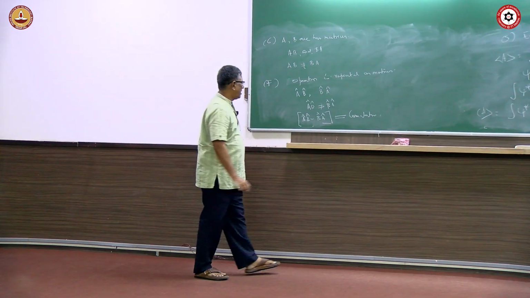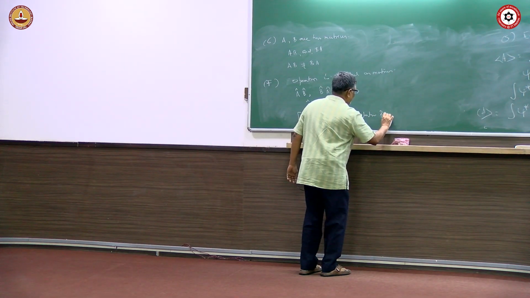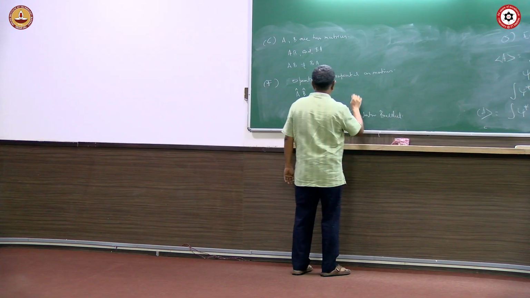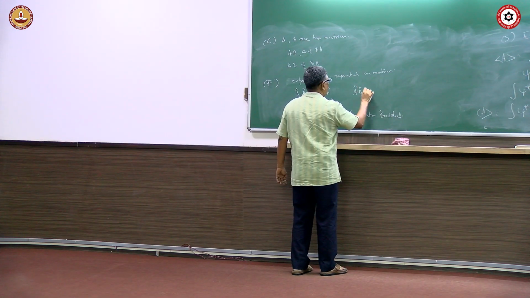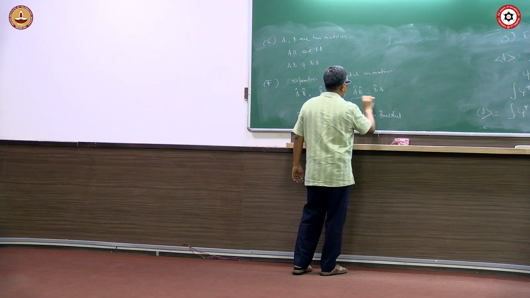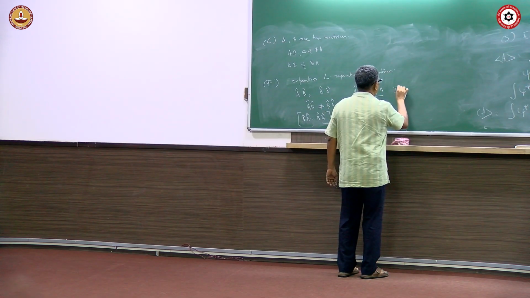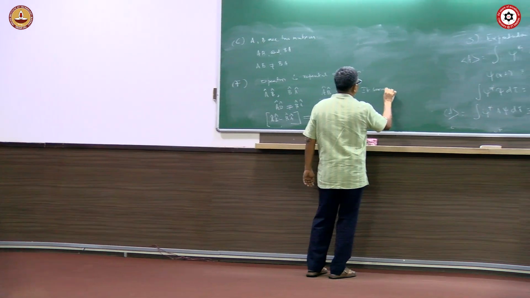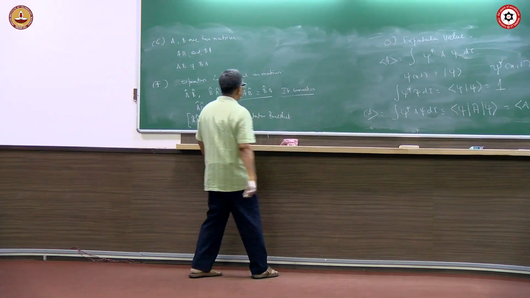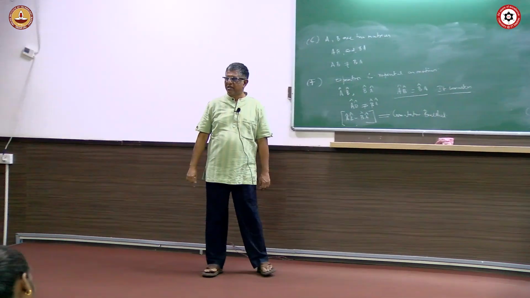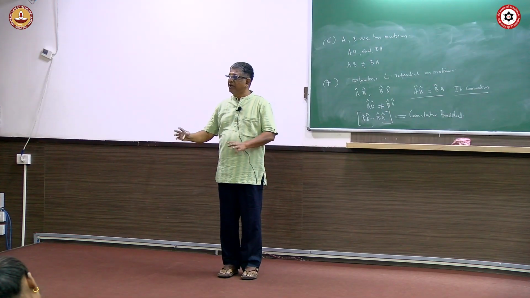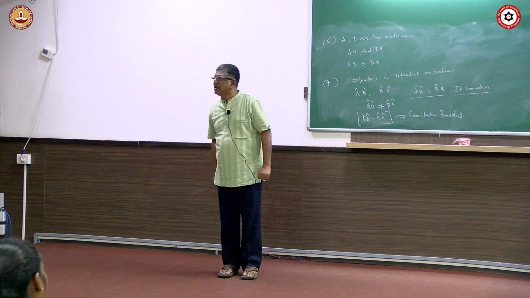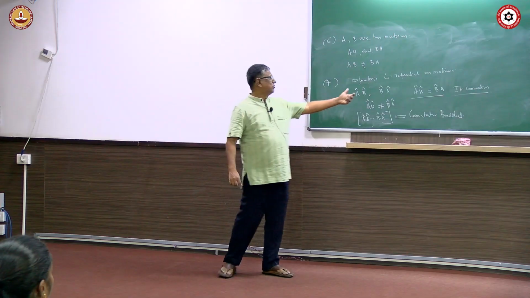It's called the commutator bracket. Commutes means what? When A into B is equal to B into A, it means the two operators commute. AB equals BA, therefore AB minus BA equals 0. It's called commutes.